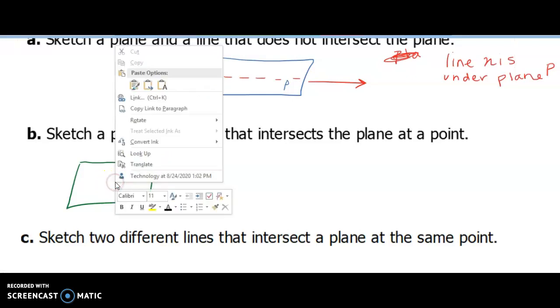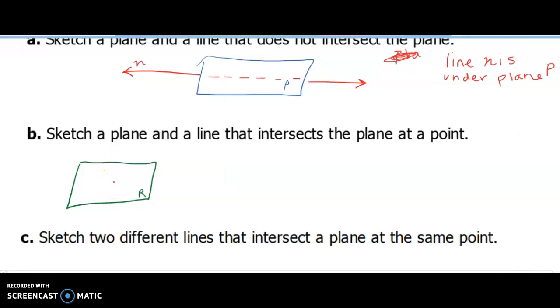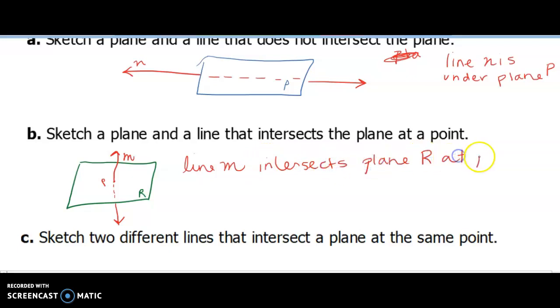And this is point P. Okay, so let's say it comes up through the plane and under it. And this is line, I don't know, we'll call it M. So we can say that line M intersects plane R at point P. You guys will find that I abbreviate a lot, so PT means point.